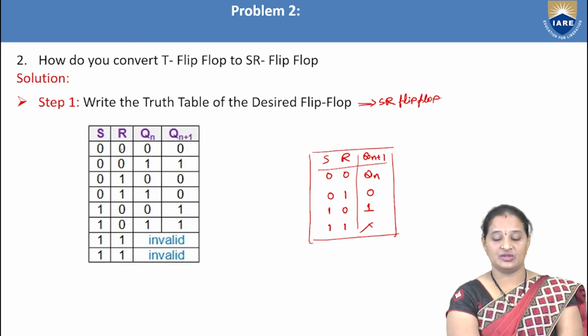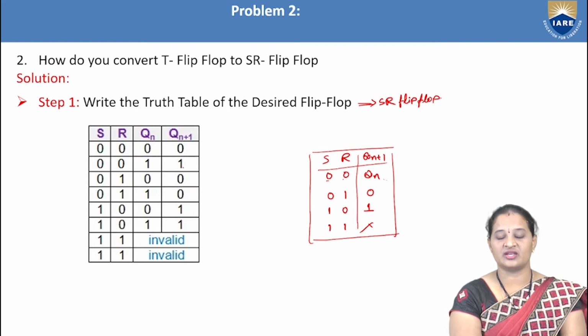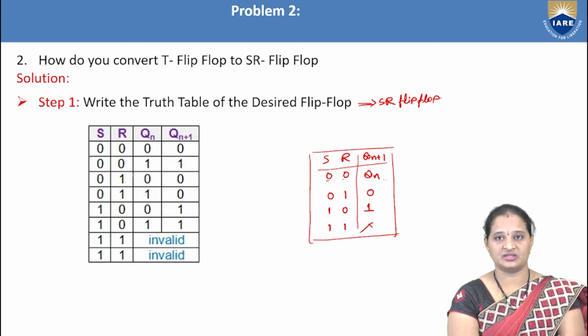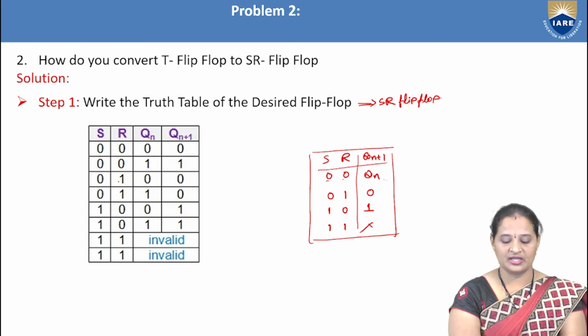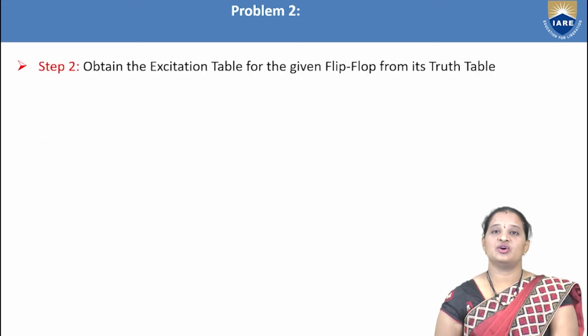So S input 0, 0 and Qn is 0, and hence the next state is also 0, because when both are 0, the next state is equal to the present state. 0, 0 as the present state is 1, the next state is also 1. When S is equal to 0 and R is equal to 1, irrespective of the present state, the next state is equal to 0 because it resets the flip-flop. So that is why in both the cases we have got the output as 0, 0. When S is equal to 1 and R is equal to 0, irrespective of the present state, it sets the flip-flop and hence it is 1, 1. When both are ones, invalid. Invalid means we have to consider it as don't care.